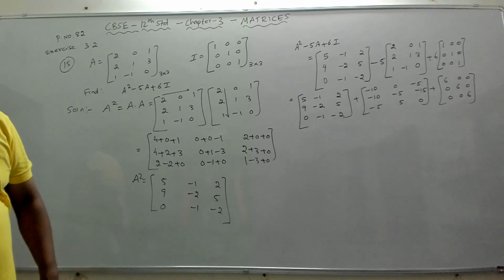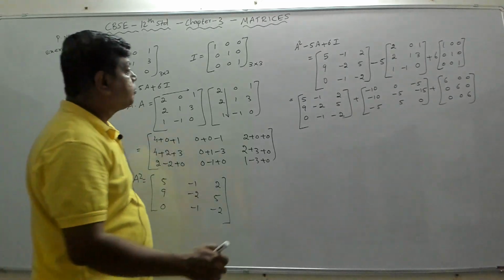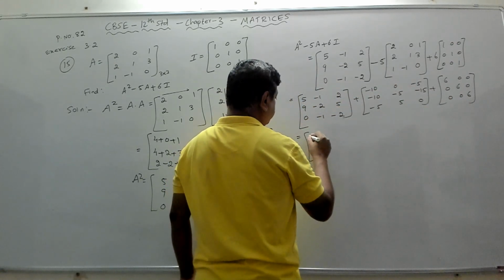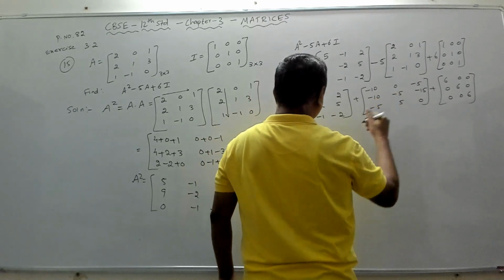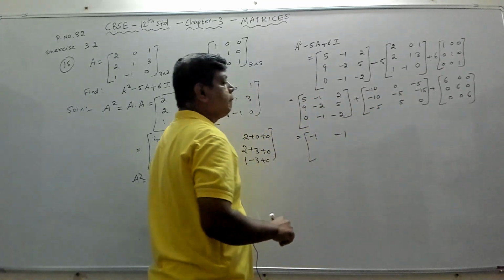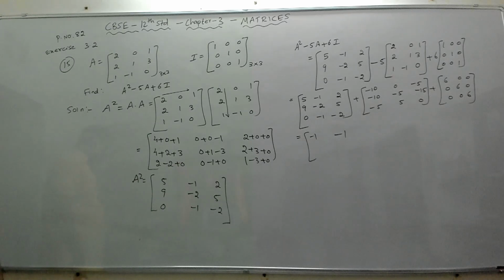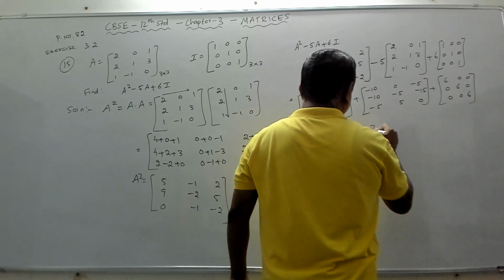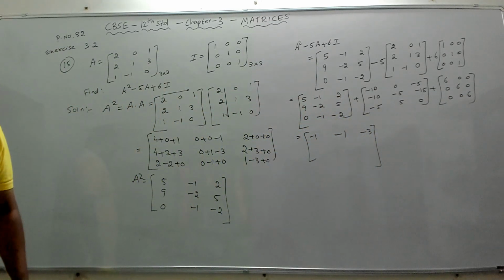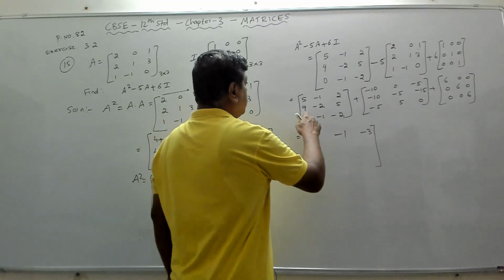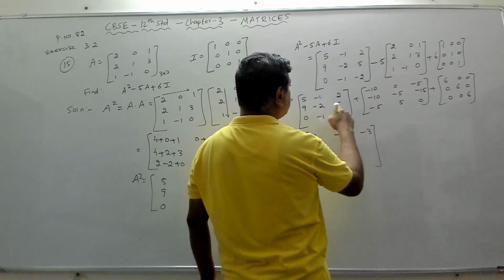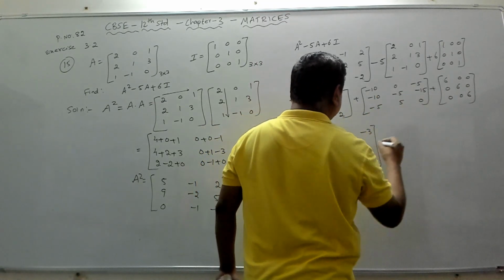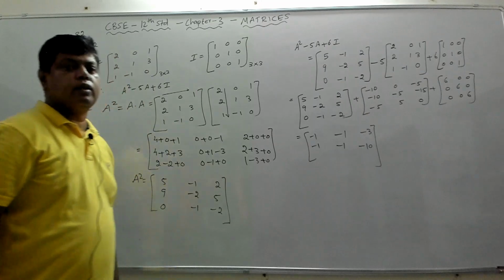Fine. So if we add all together, we get 5 minus 10 plus 6 will be minus 1. And minus 1, 0, 0 will give you minus 1. Okay. Fine. Then 2 minus 5 is minus 3. Then 9 minus 10 is minus 1, minus 2 minus 5 plus 6 is minus 1, 5 minus 15 is minus 10, plus 0 is minus 10.